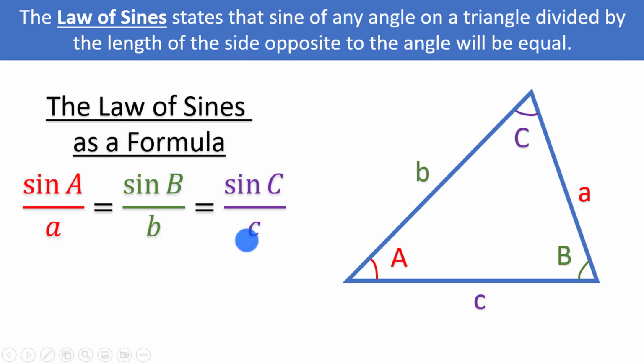How should you choose which two to use? Well, you should choose two ratios such that you know 3 out of 4 values. So for example, if I knew uppercase A, lowercase a, capital C, and I did not know lowercase c, then I would use sine of uppercase A over lowercase a, two values I know, is equal to sine of uppercase C, which I know, divided by lowercase c, which is a value I don't know. Since I know 3 out of 4 values, I can always solve for the fourth.